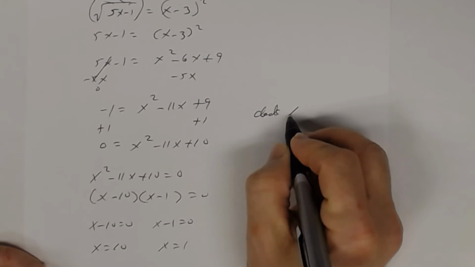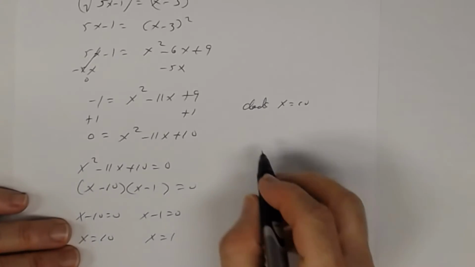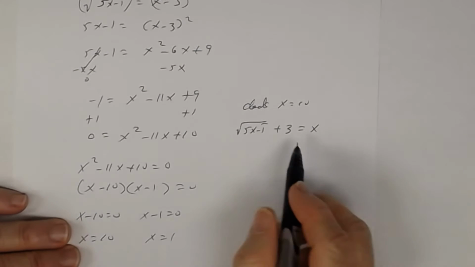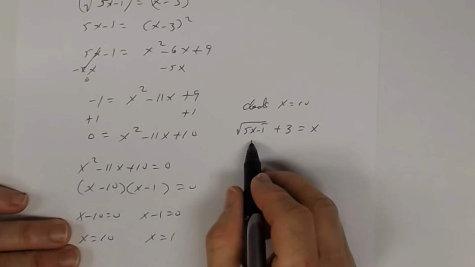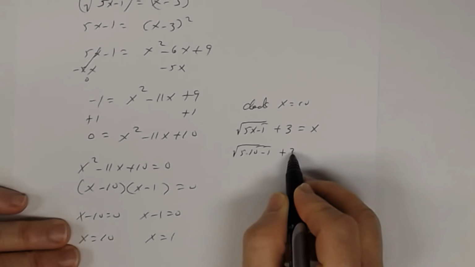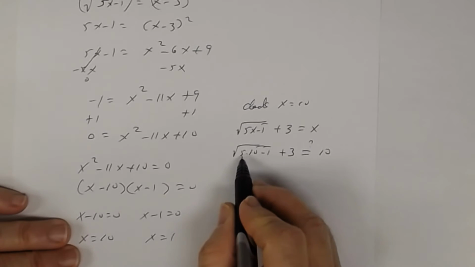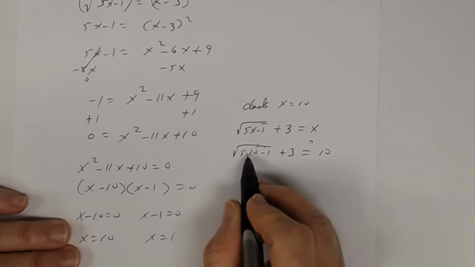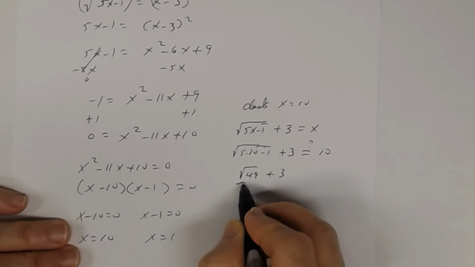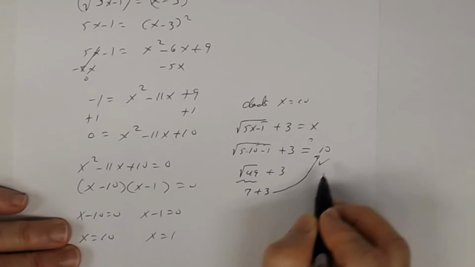So we have to check. Let's check x equal 10 first. We go back to the original. Here is the original: the square root of 5x minus 1, plus 3, equal x. In place of x, I'm going to substitute 10. So I get the square root of 5 times 10 minus 1, plus 3, and I want to see if that equals x, which we're saying is 10. Well, 5 times 10 is 50, and 50 minus 1 is 49. So that becomes the square root of 49 plus 3. The square root of 49 is 7, and 7 plus 3 is equal to 10.